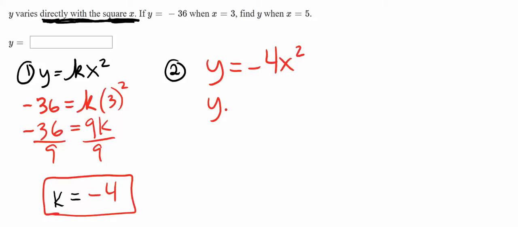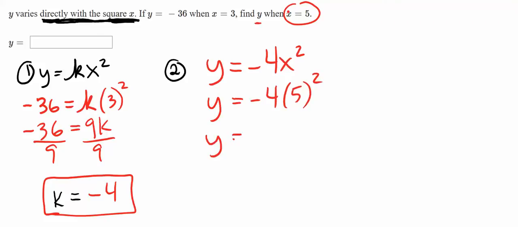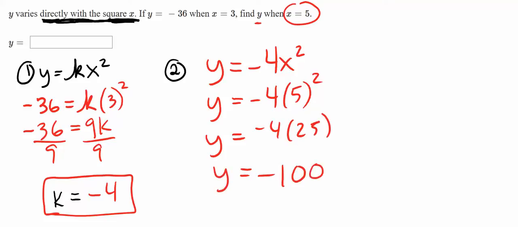All right, and at this point, let's go with it here. So I'm going to plug in a 5 this time, because I'm trying to figure out y. That's 5. Let's square that guy. Got ourselves 25. 25 times a negative 4 makes a negative 100. Okay, let's put that in as the answer.